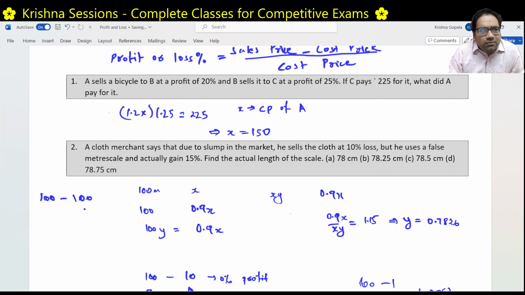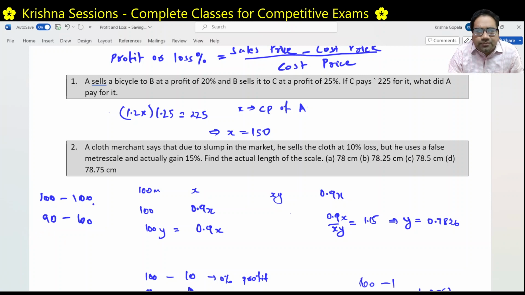Right. Now, he is doing his scale wrong, and he's showing 90 meters as 100 meters and selling it for 100 rupees. Let's say the scale is wrong. He's trying to portray 90 meters as 100 meters, and then he's selling. So in effect, he's saying that he's selling 100 meters, but in reality he's selling 90 meters only.